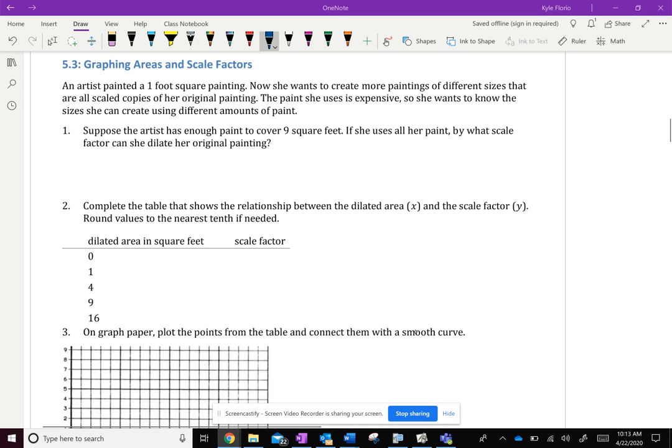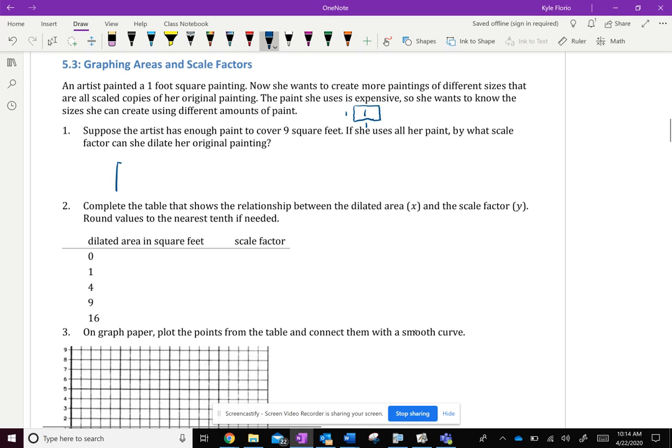I just want to go back to the original question. An artist painted a 1-foot square painting. So if the base and the height are both 1, the area is going to be 1 times 1, which is 1. So it's a square, the base and the height are the same, and the area is 1. Suppose the artist had enough paint to cover 9 square feet.